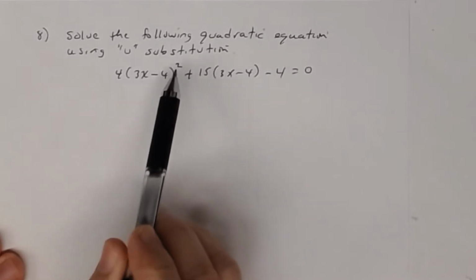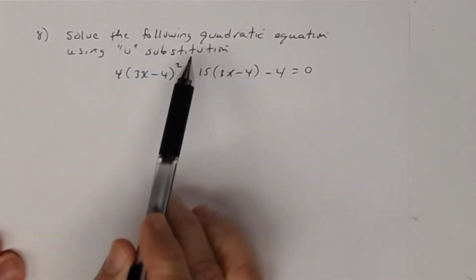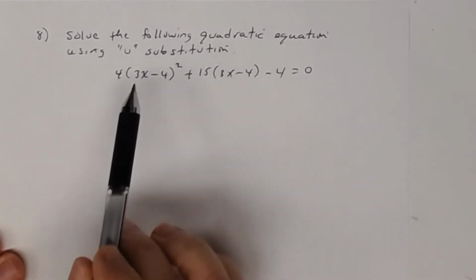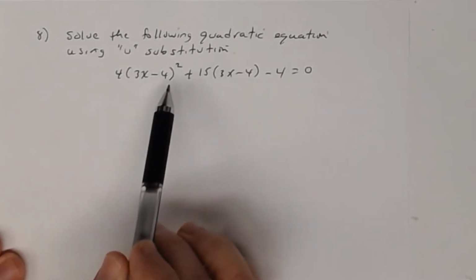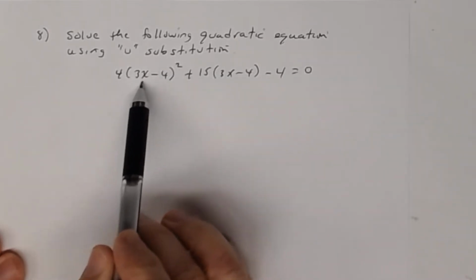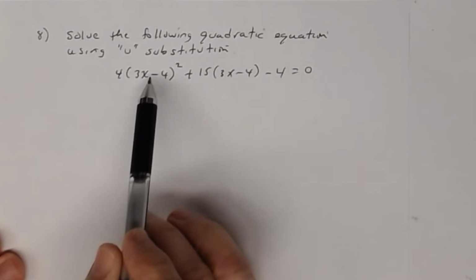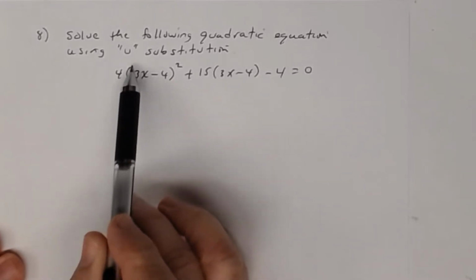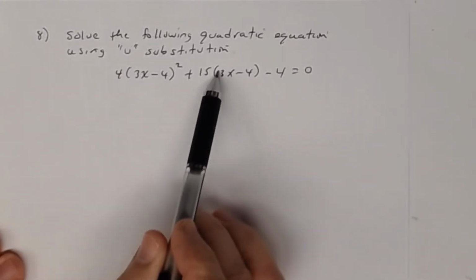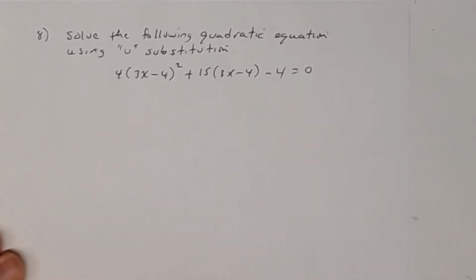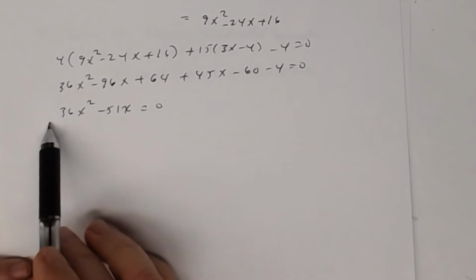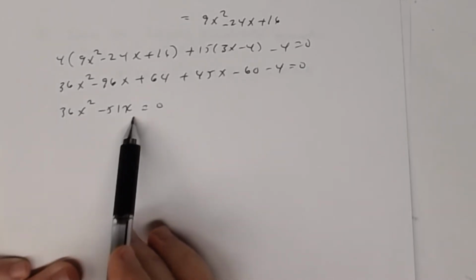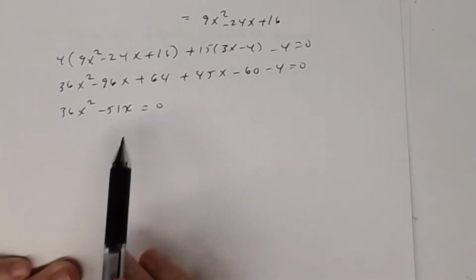Now remember, if there were no set directions in terms of how to solve this equation, then you could square this expression, this binomial, 3x minus 4, multiply by 4, then distribute the 15, and then subtract 4. And when you do all that, you're going to end up with this equation here. But that's not what the directions indicate.